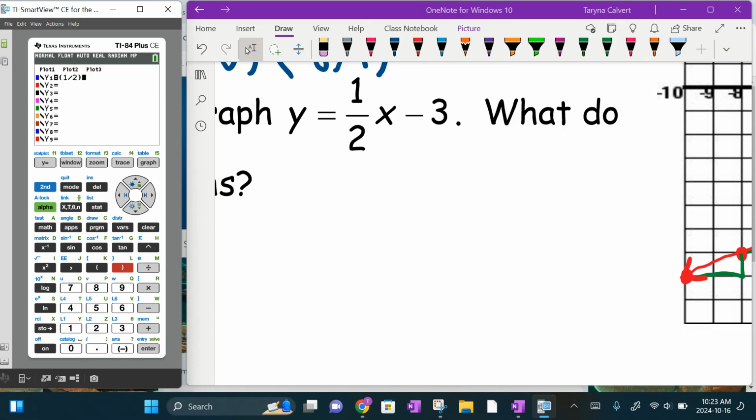So even though, which we learned in function notation, right? If I have h equals, is that still the same as y? Is it still an output? So yes. If there are different variables, you still use x and y, okay? So if you hit the X,T,theta,n button, that's your shortcut, fast way of getting an x.